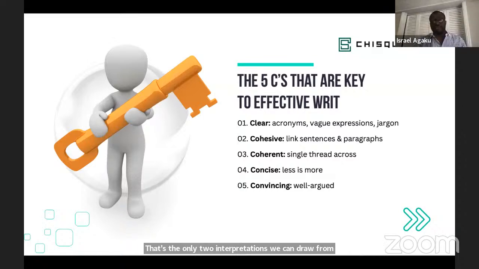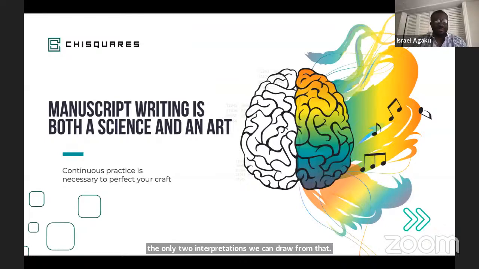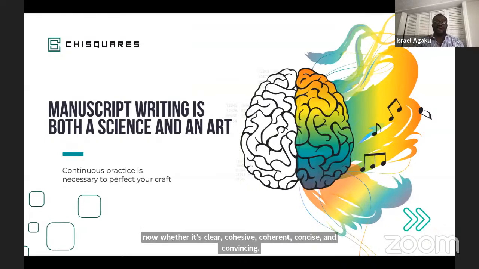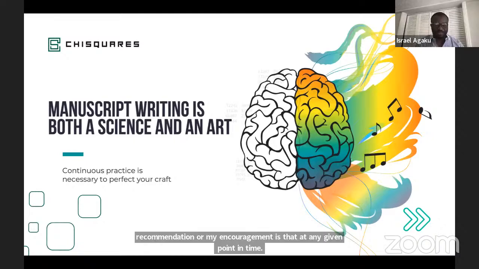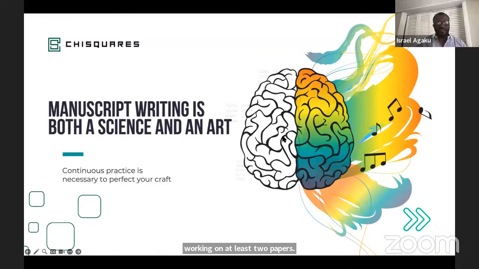Write in a way that is clear, cohesive, coherent, concise, and convincing. And remember that writing is both a science and an art. The science means that, of course, it's based on science and principles of science, but it's also an art because, like any other art, you get better with practice. So my recommendation or my encouragement is that at any given point in time, you should be writing at least 2 papers. You should be working on at least 2 papers because that's how you develop the art component, by practice and doing over and over.